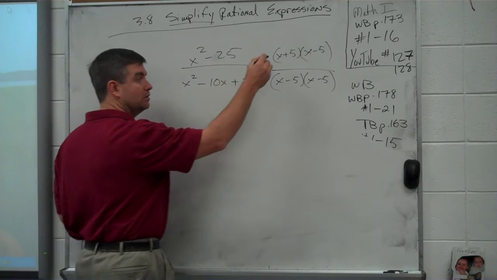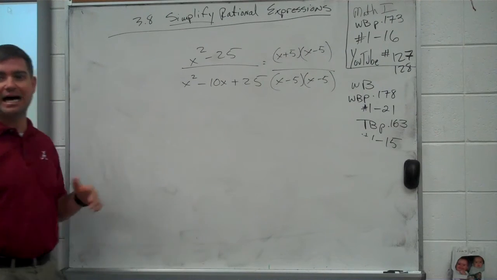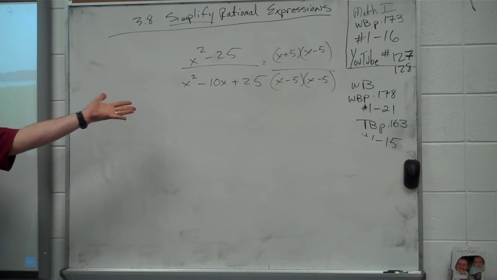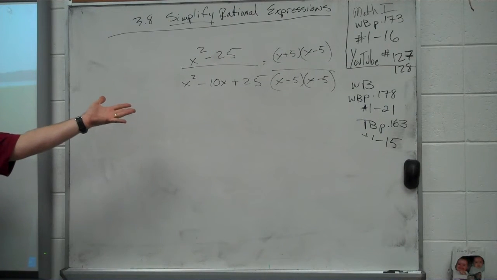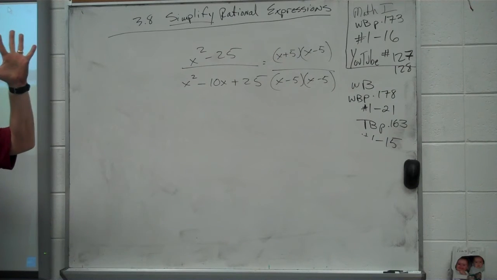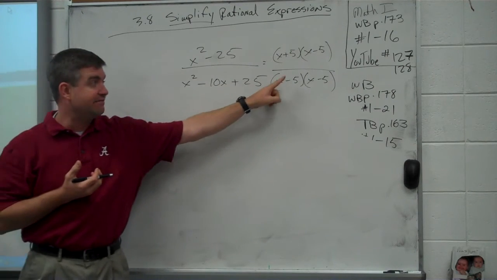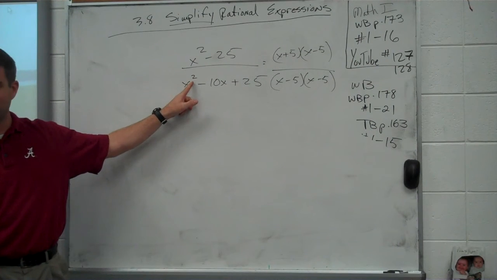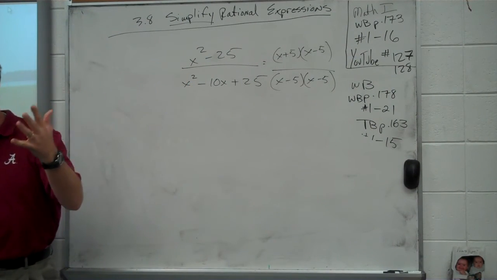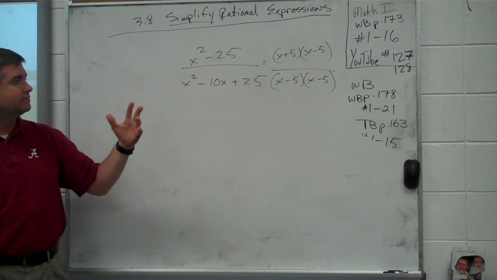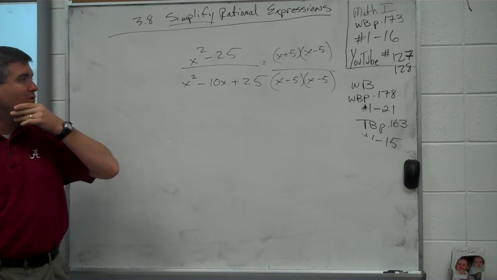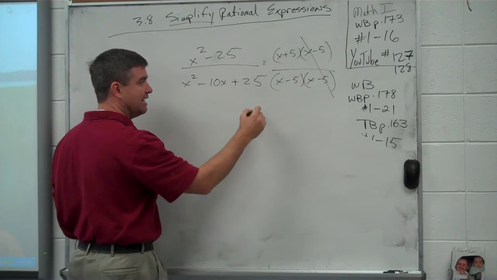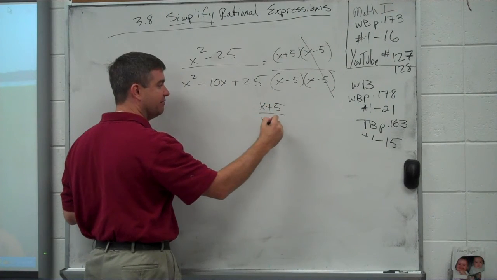What cancels? Oh, hold on. Just as a side question, since it's already nice and neat, factored, ready to go: what's the excluded value? 5. X can't equal 5. Is it okay that I only got one excluded value when it was X squared? Yes, because you got 5 twice, so it's okay that you only got one value. Now, back to simplifying. The X minus 5's cancel, and so your answer is X plus 5 over X minus 5.